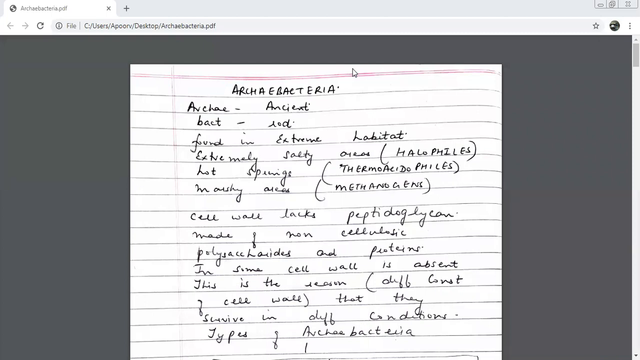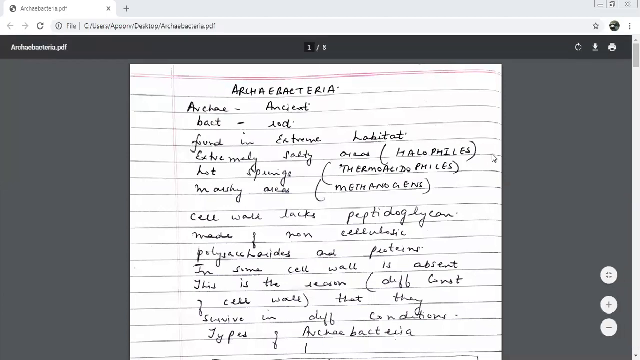A special thing about archaebacteria, as I had already told you when we started studying this kingdom, is that they can survive in extreme conditions. According to the conditions in which they survive, we put them in different categories. Those which survive in extremely salty areas we call halophiles. Salts are called halogens in chemistry, if you remember, so from there we have taken the word halo. Those found in hot springs are known as thermoacidophiles, and those found in marshy areas are known as methanogens. So on the basis of survival in different habitats, we put them into different categories.